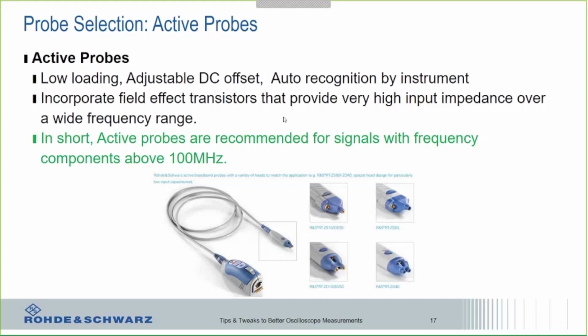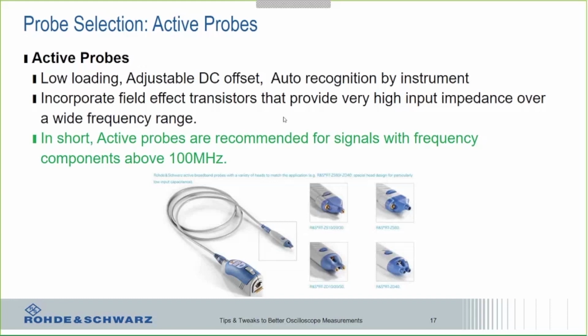They also often have adjustable DC offset, and they will be recognized by the instrument. Passive probes, some will be recognized by the instrument, some won't. If you have an active probe designed for your oscilloscope, it's going to be recognized by that instrument, and the instrument is going to be set up for that active probe, so it will set the attenuation factor, those types of things. A single-ended active probe will incorporate things like FETs, field effect transistors, that, as I mentioned, provide that very high input impedance over a very high frequency range.